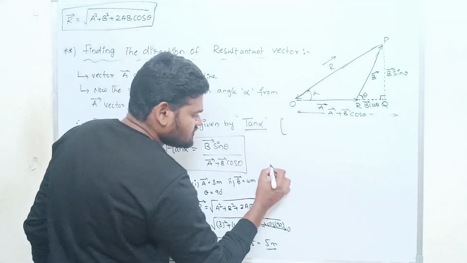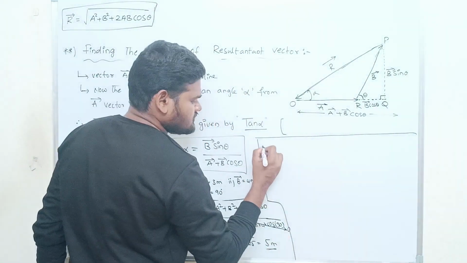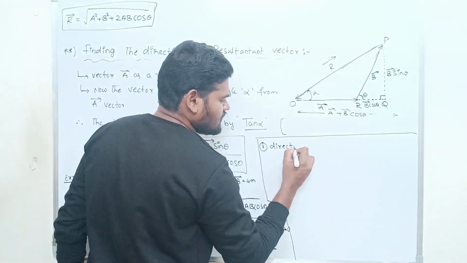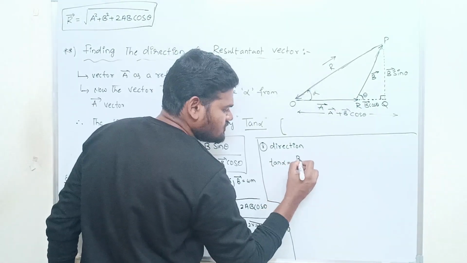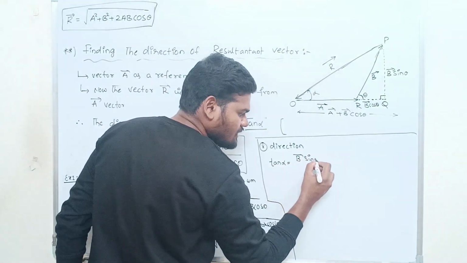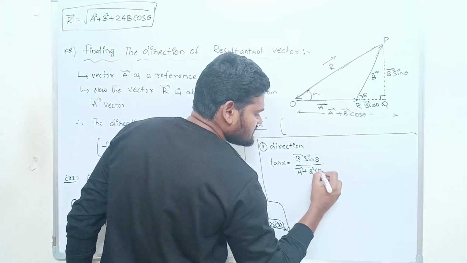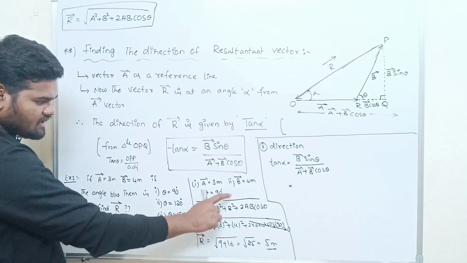Right. Now what we have to find? We have to find the direction. So second one, direction. For the direction, what is the formula we have? Tan alpha is equal to B bar sin theta by A bar plus B bar cos theta. What is the value of B bar?